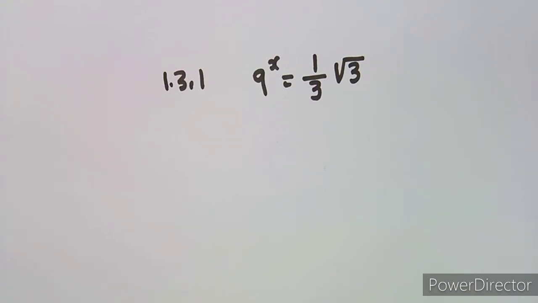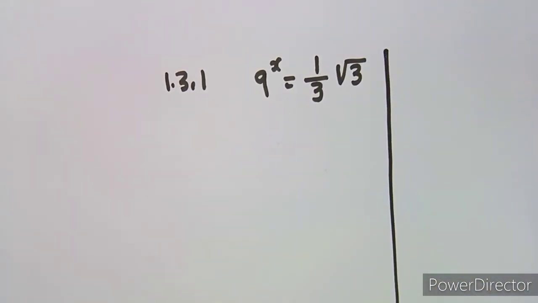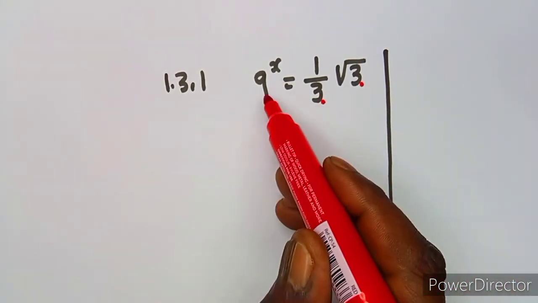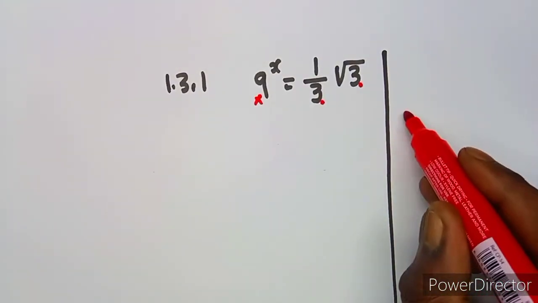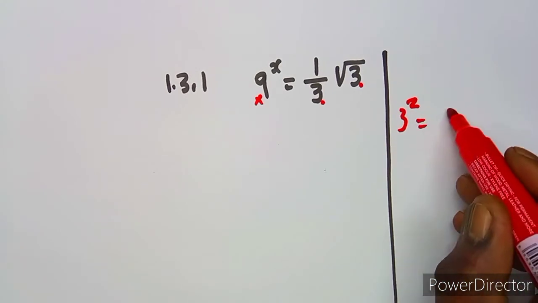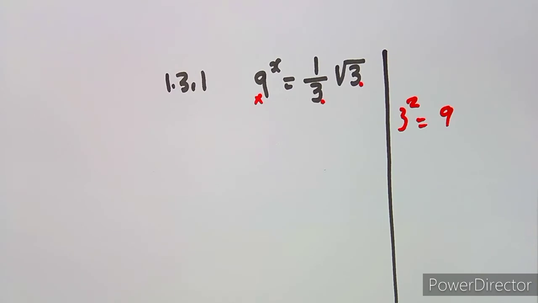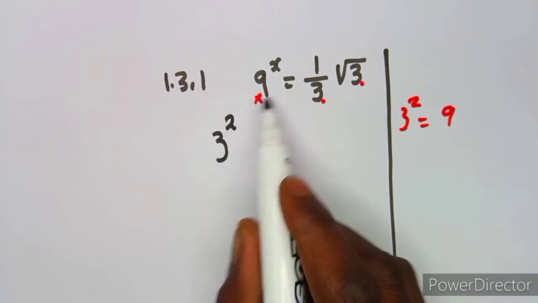Okay, the first thing is, let me just separate this so that I can explain. All right, we have something that has to do with 3 here. Guys, take note, we've got 3 here, we've got 3 here, 9. What can we do with this 9 so that we can write it at least in terms of 3? Okay, we know that 3 to the exponent of 2 is actually a 9. So it means in place of 9, I can write this in terms of 3. So it's going to be 3 to the exponent of 2 times x.